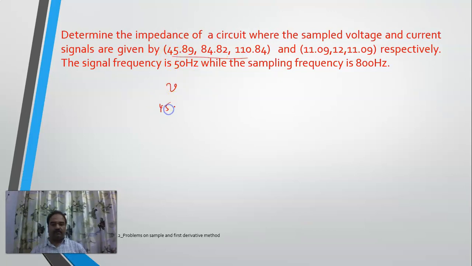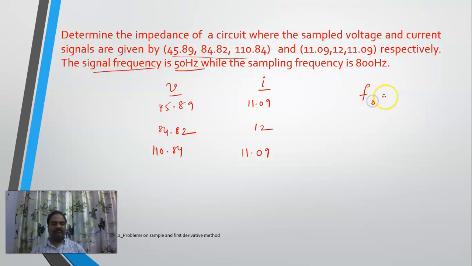So 45.89 and so on, three samples have been given for us. I'll assume that these are continuous samples, and I has also been taken simultaneously, and these are the values. The other one which has been given for us is the signal frequency, f0, 50 Hz. From this I can determine omega, 2 pi into 50, which is equal to some 314 radians per second.